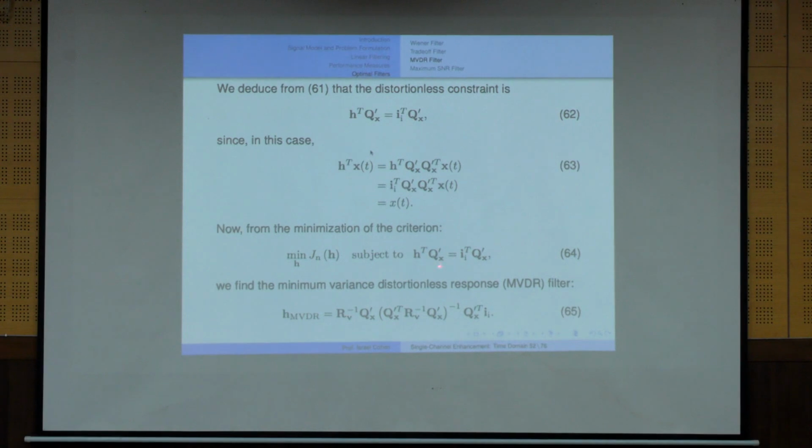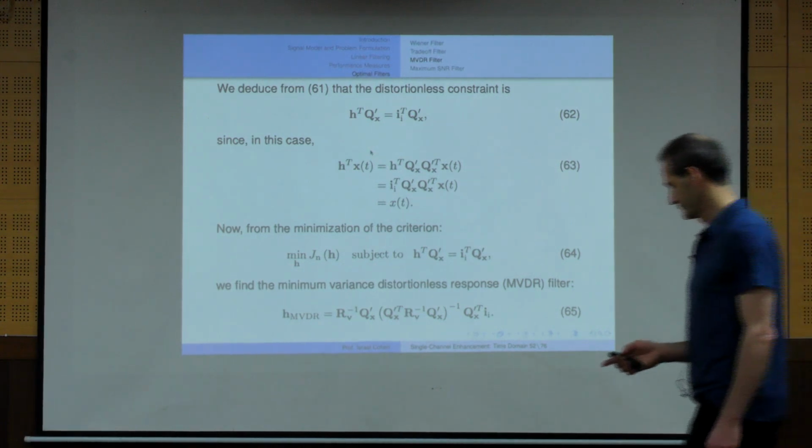But also, we can check that if we take this constraint, we can put H MVDR here and see if this is satisfied, which is very easy to see. Take the transpose here and multiply it with Q X prime transpose from here. So this cancels, and then you get exactly this. Straightforward to see.